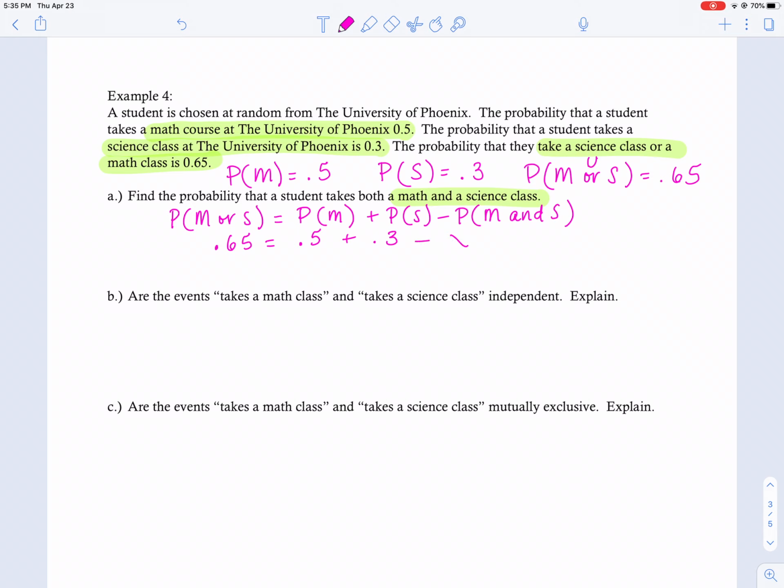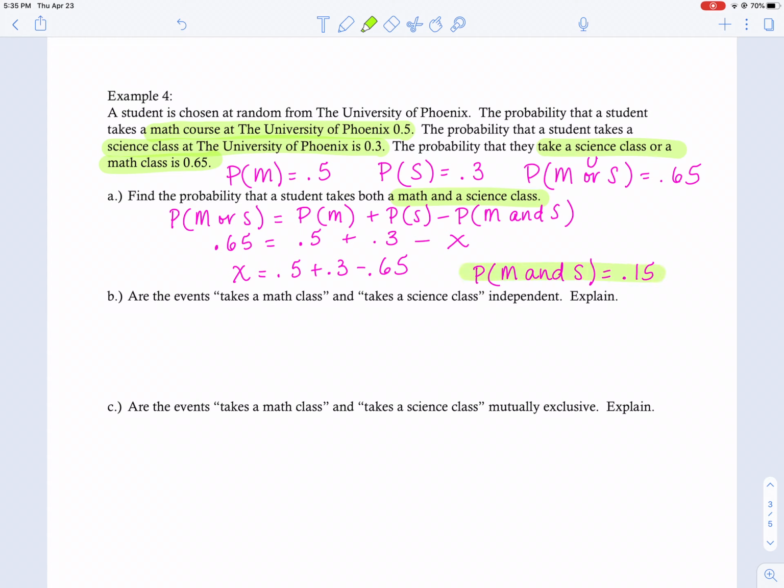Okay, we could even make this an X. I know a lot of people like to do that. That's what you're figuring out. That's okay as well. So once again, if I bring the X to this side, then I know that's 0.5 plus 0.3 minus 0.65. Okay, so that's 0.8 minus 0.65. So I now can say that the probability of math and science equals 0.15 or 15%.